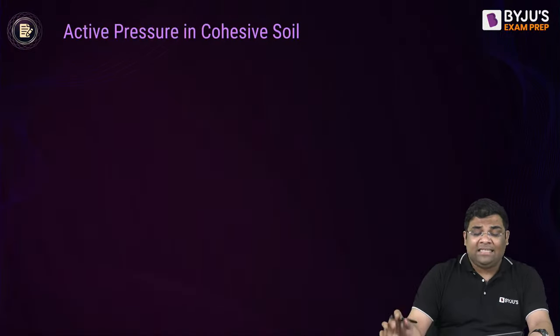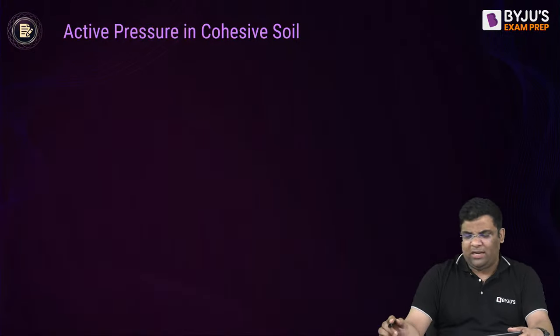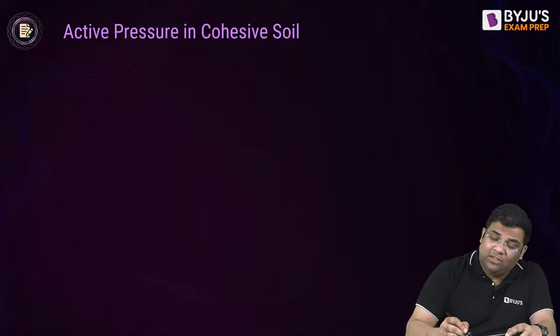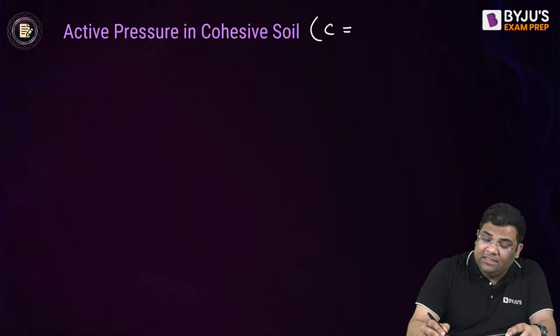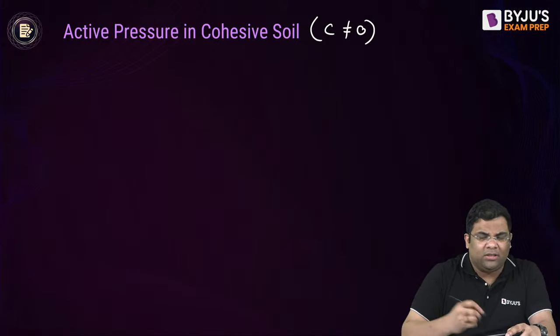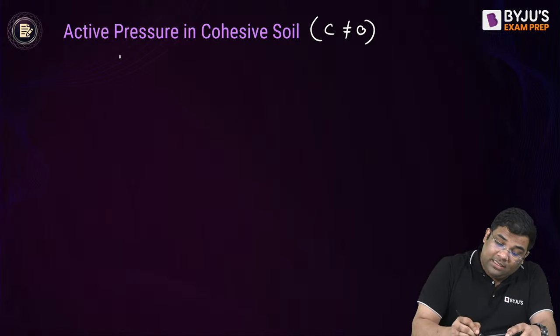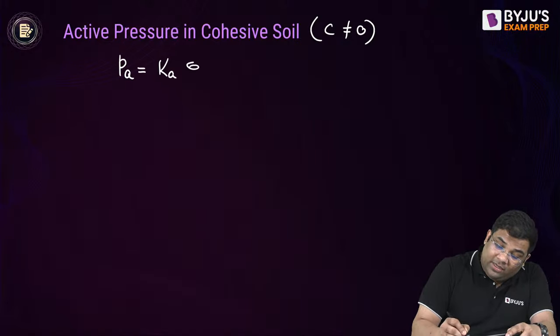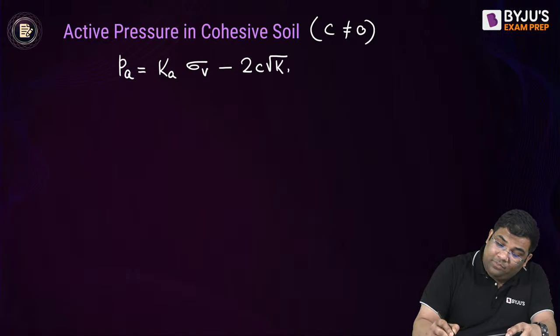Now, the next thing is active pressure in cohesive soil. What happens here? C is not 0. If it is not 0, then the active pressure equation becomes Ka into vertical stress minus 2C root Ka, and vertical stress is gamma into Z.